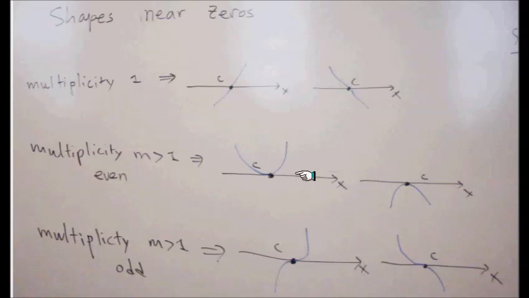So the question is, what determines either this or that? Obviously this table says that multiplicity determines the shape, but this flipping part is determined by what is happening around the other factors, not the x minus c. And that's the interesting part.